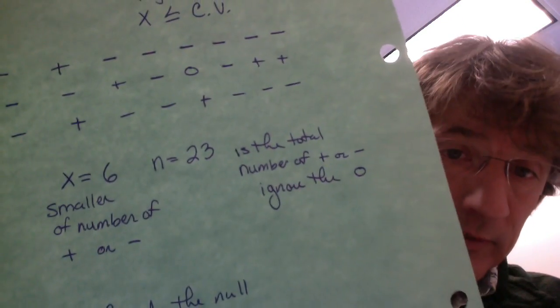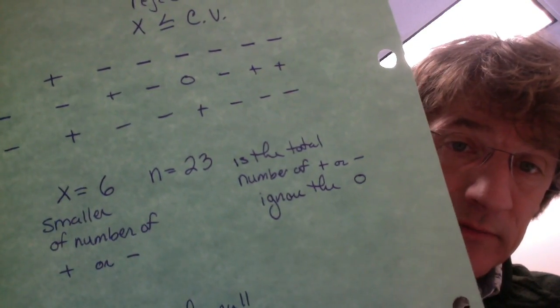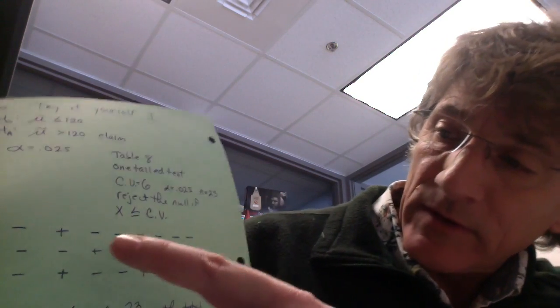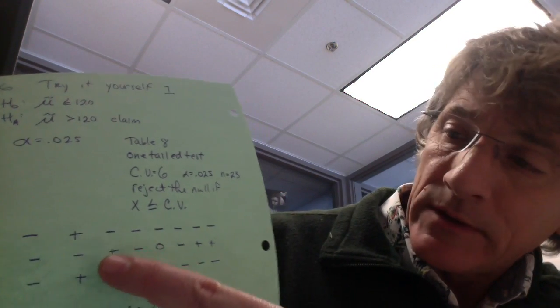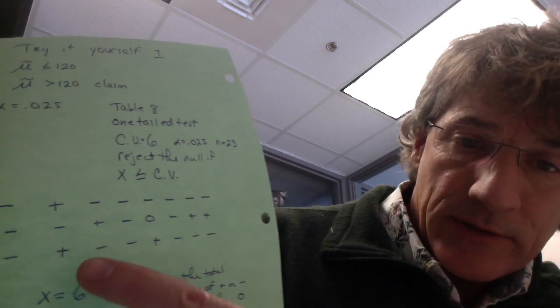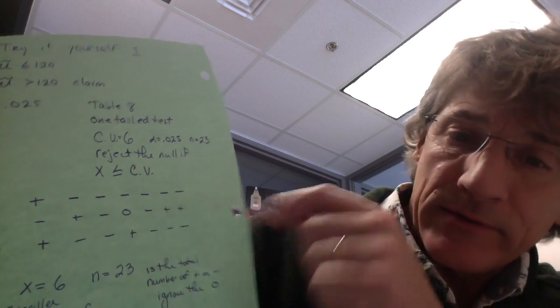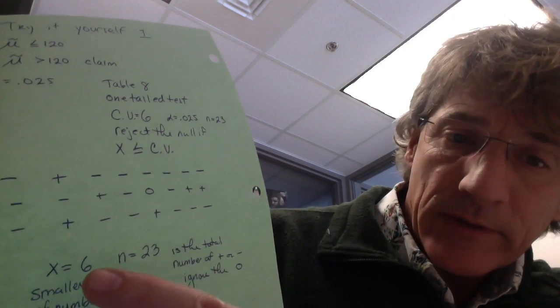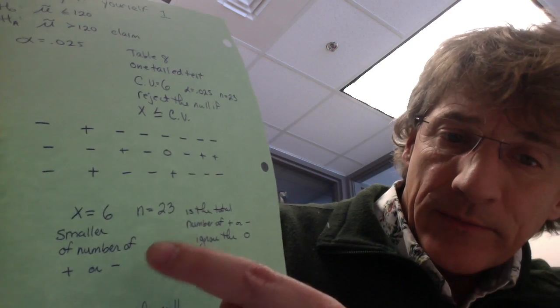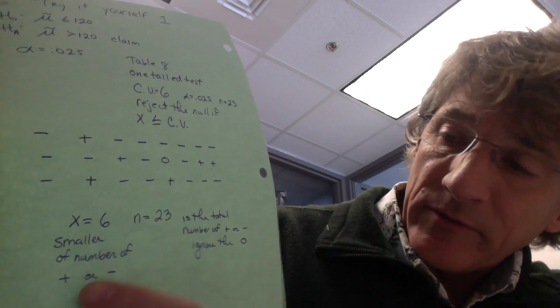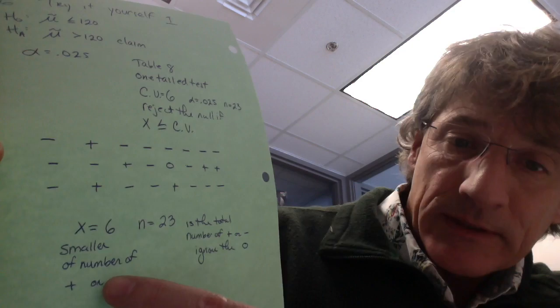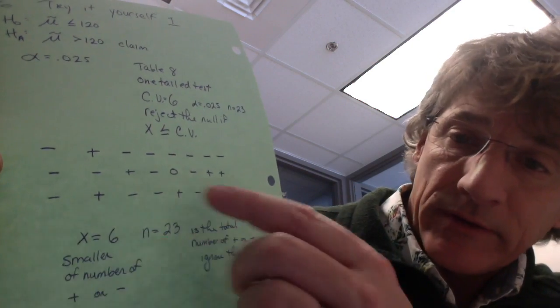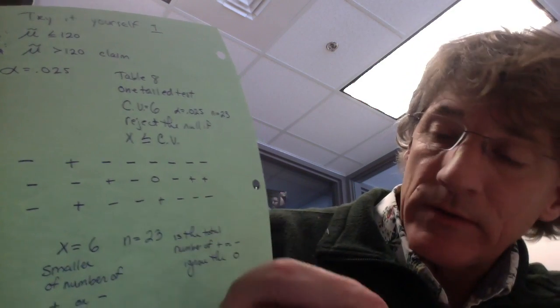Traveling on up, we get an x of 6. We have 6 positive values. So if you count your number of pluses, you got 1, you got 2, you got 3, then over here is your 4, your 5, and your 6. So our x is 6. It is the smaller of the number of positives or negatives. Again, our n is 23 because there's 23 things that aren't the 0.